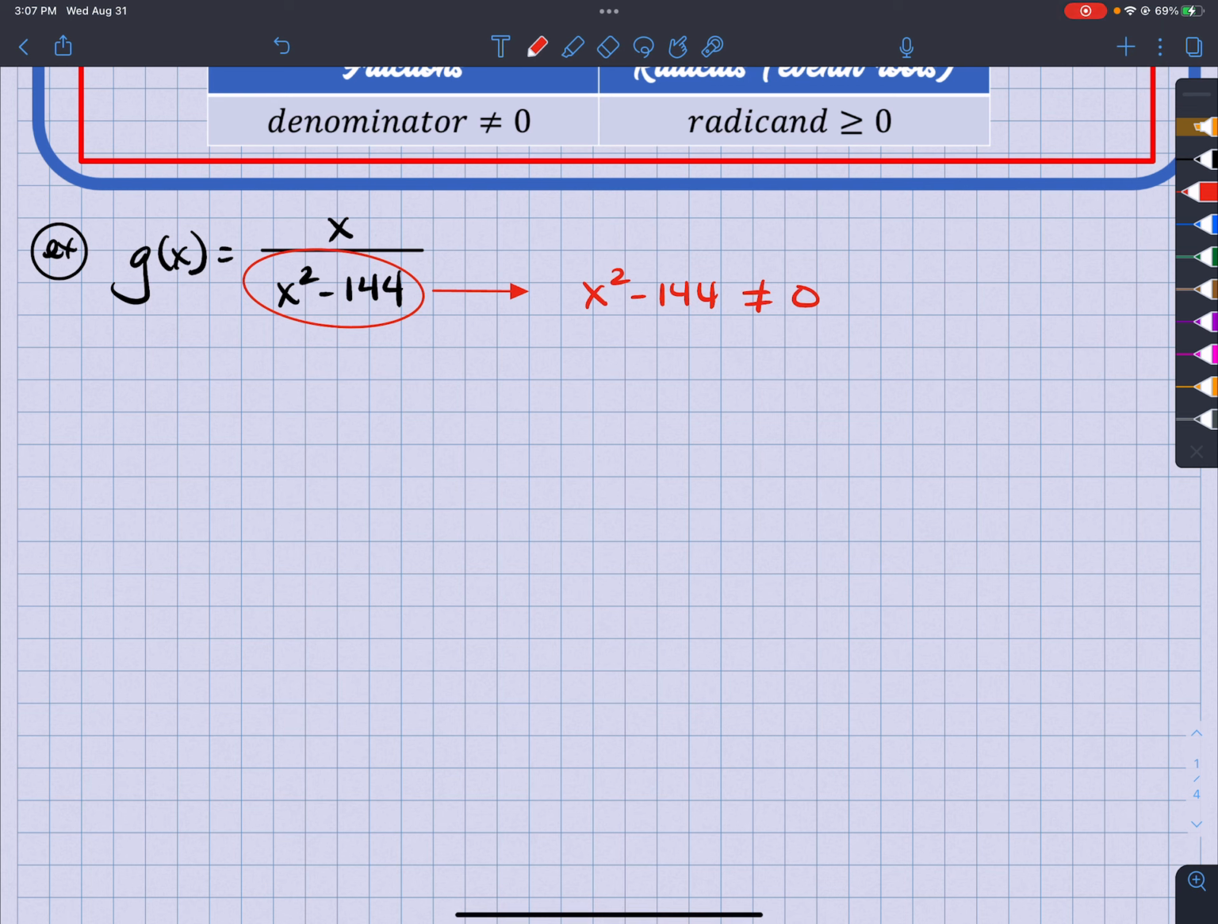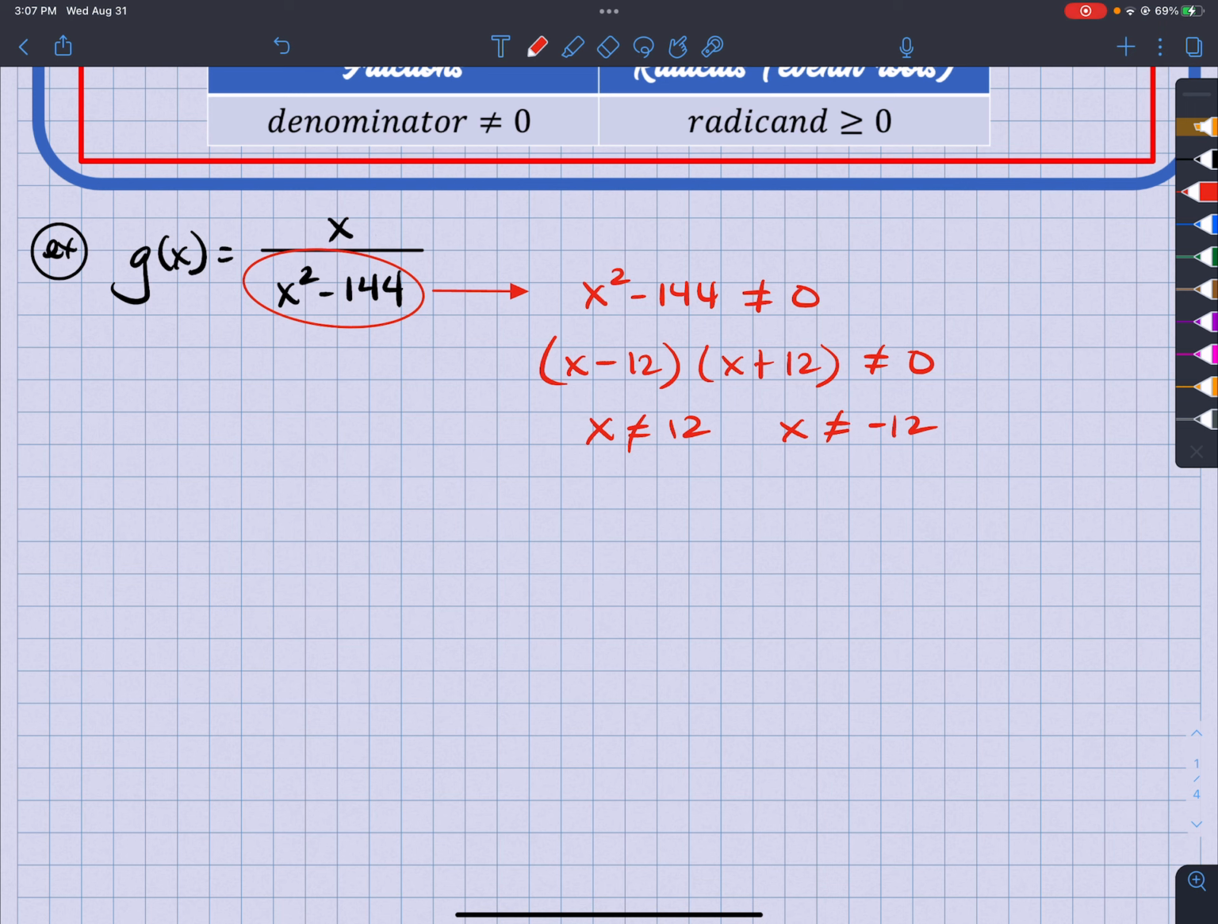However, I know I can factor the left side because that's the difference of two squares. So that's going to be x minus 12 times x plus 12, and that cannot equal 0. So that means x cannot equal 12, and x cannot equal negative 12. So those are my two restrictions. I can use any other number except for negative 12 and positive 12.